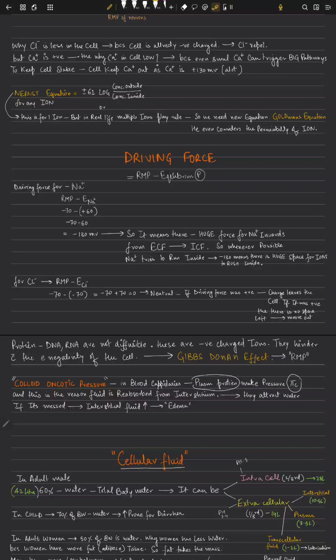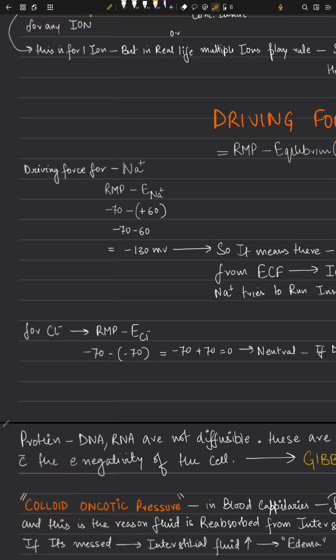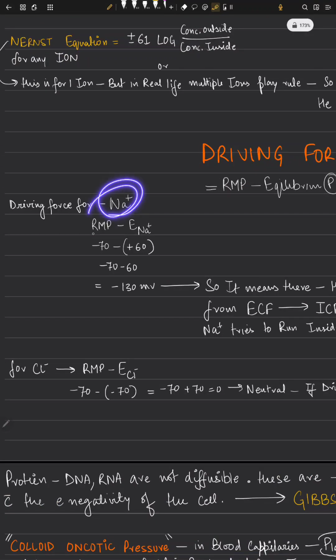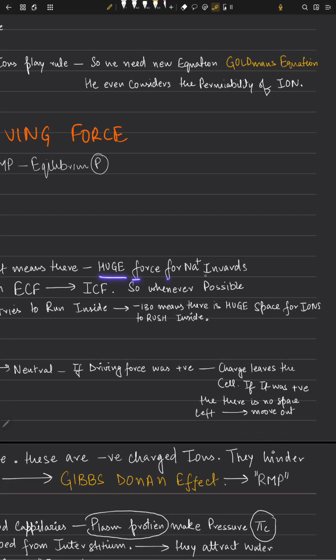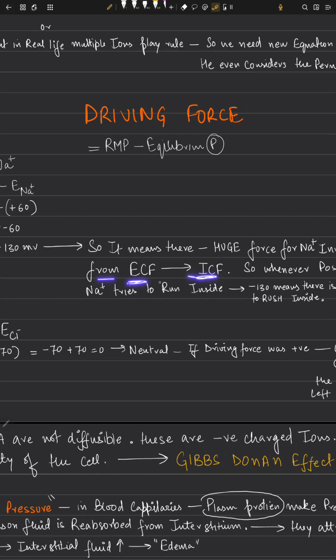What about driving force? What is driving force? Driving force is resting membrane potential minus the equilibrium potential of the ion. For example, what is the driving force of sodium? Resting membrane potential of the cell is minus 70. Equilibrium potential of sodium is plus 60. So it comes to minus 130. So it means that there is a huge driving force for sodium inwards inside the cell. Okay, cool. From ECF to ICF, extra to intra.